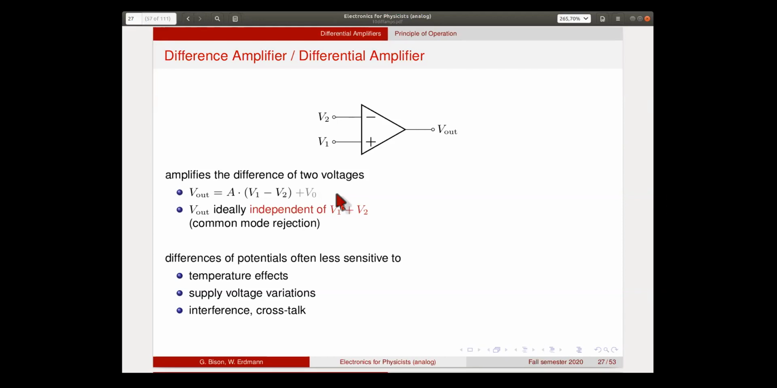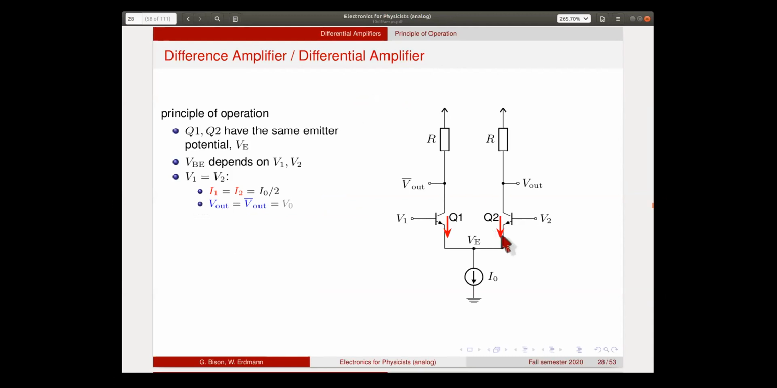Okay, so welcome back. For the rest of this lecture, we'll try to look at circuits that do this. What is shown here? They take two voltages and produce an output that is proportional to the difference of the two. And one very common configuration is shown here.